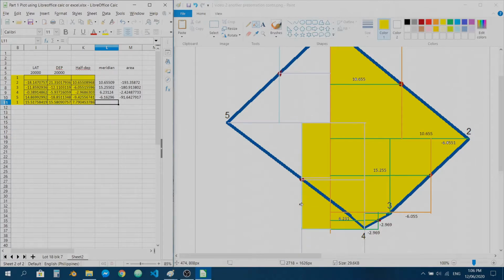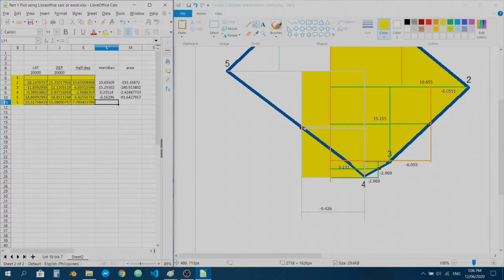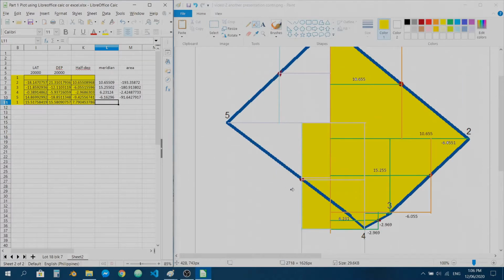How can we say that that is correct? Because this one is just equivalent to this one, and the rest, the angle, the latitude, this one, and then the departure half depth, and then this is half depth. Okay, so for our presentation, we'll just have to transfer that.